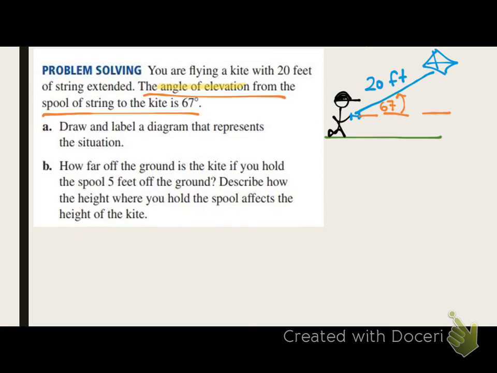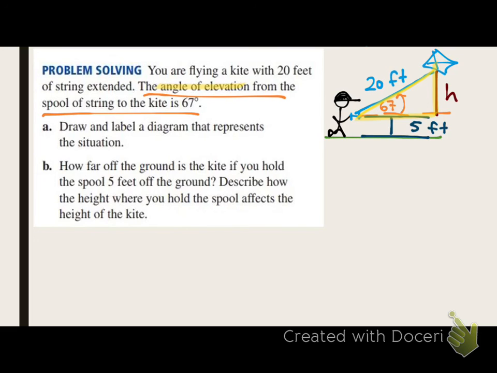B, how far off the ground is the kite if you hold the spool 5 feet off the ground? So think about this. There is 5 feet between the ground and the spool, which means this person is tall. 5 feet is like here, and I would never hold a kite all the way up here. So we want to find out how high off the ground the kite is. Here is the issue. The triangle is here, right? So if I were to find the height of the kite, I would only find from the spool to the kite, because that's where the triangle is.